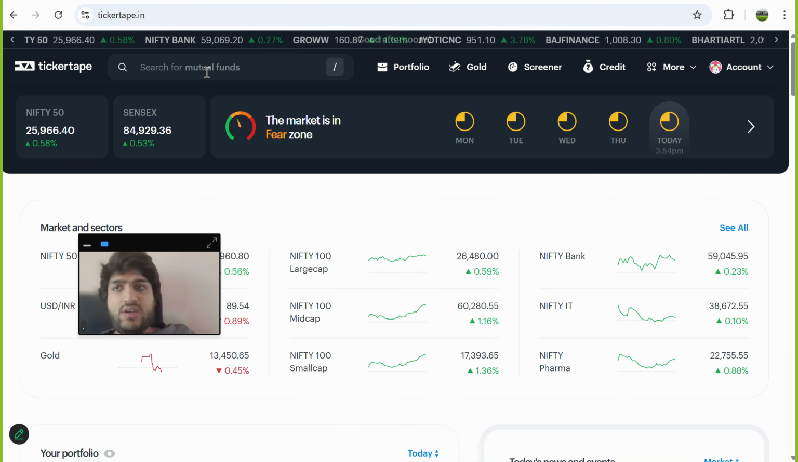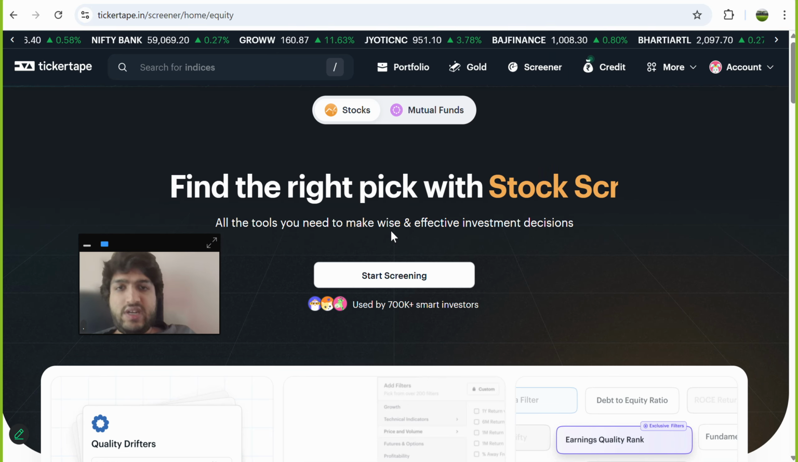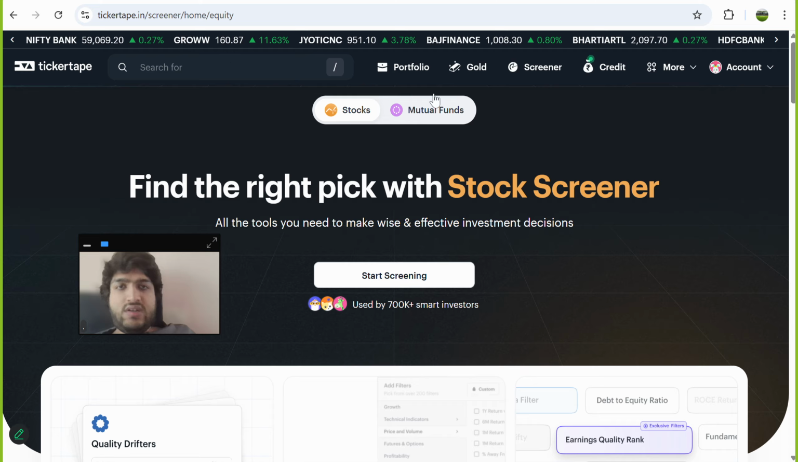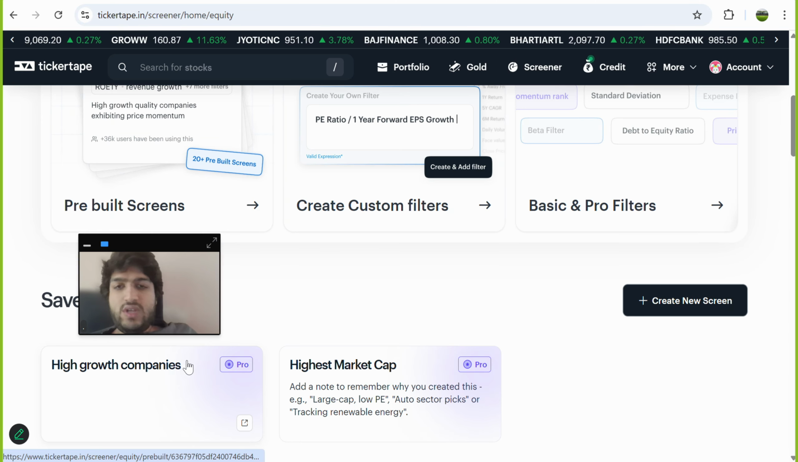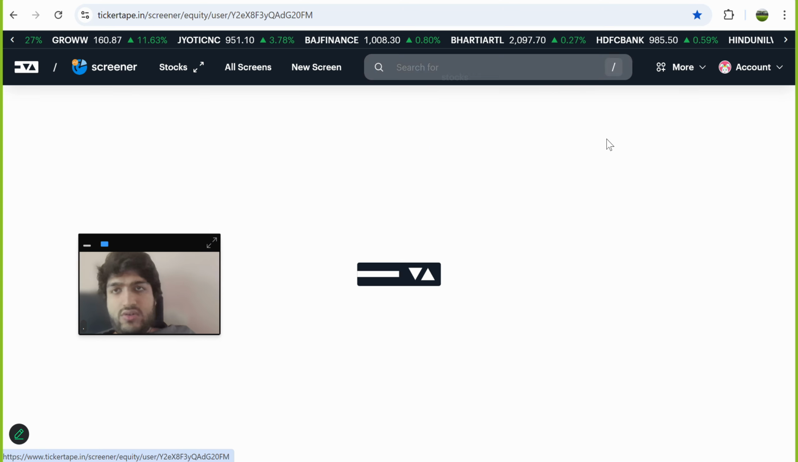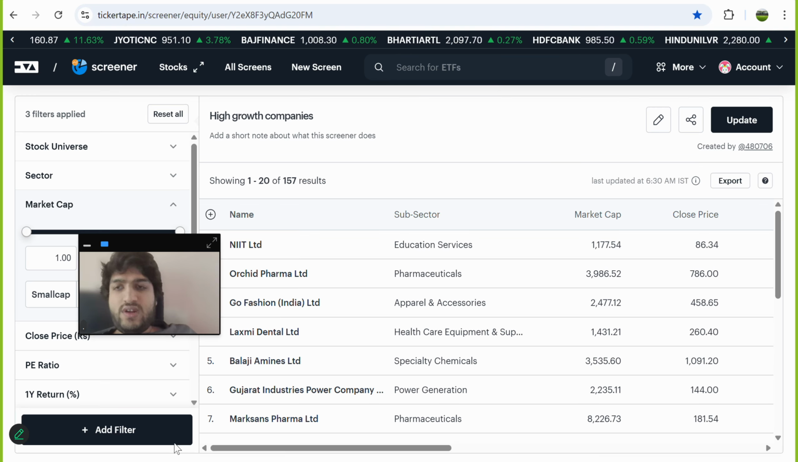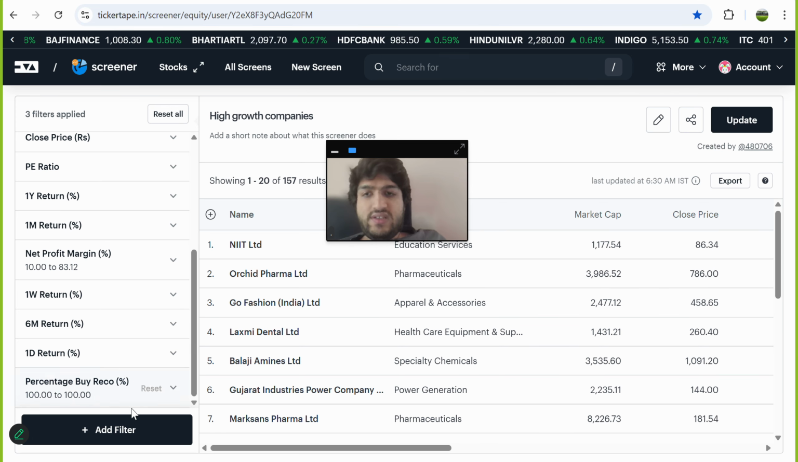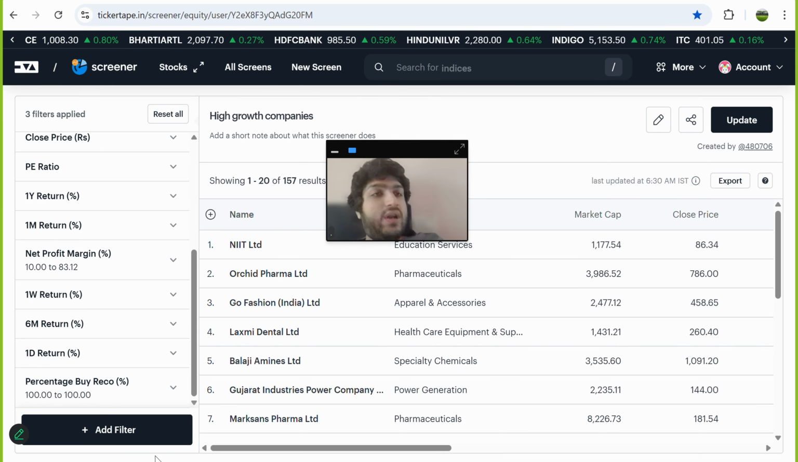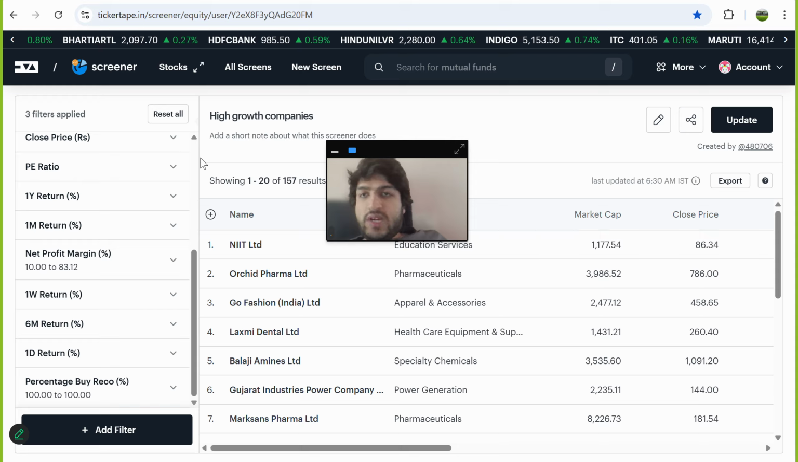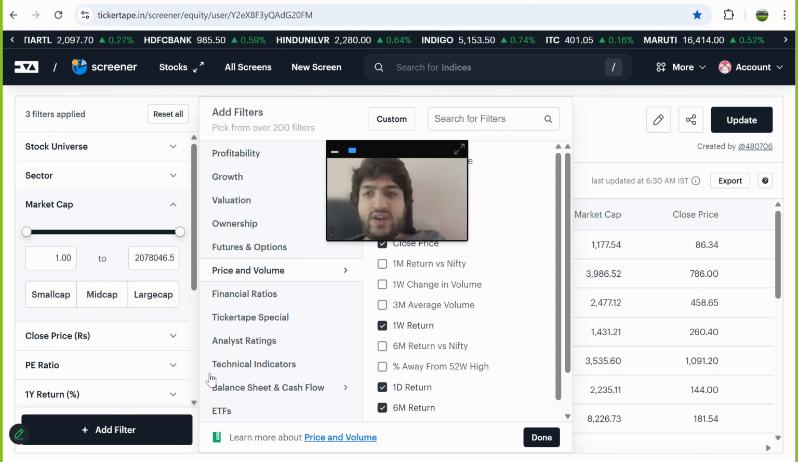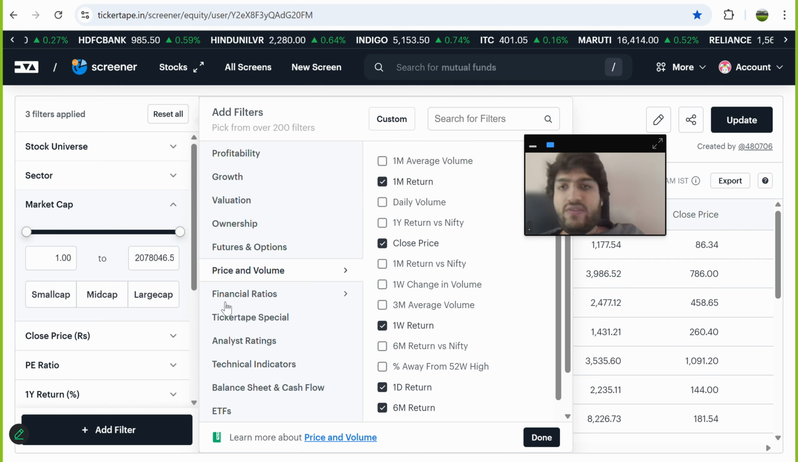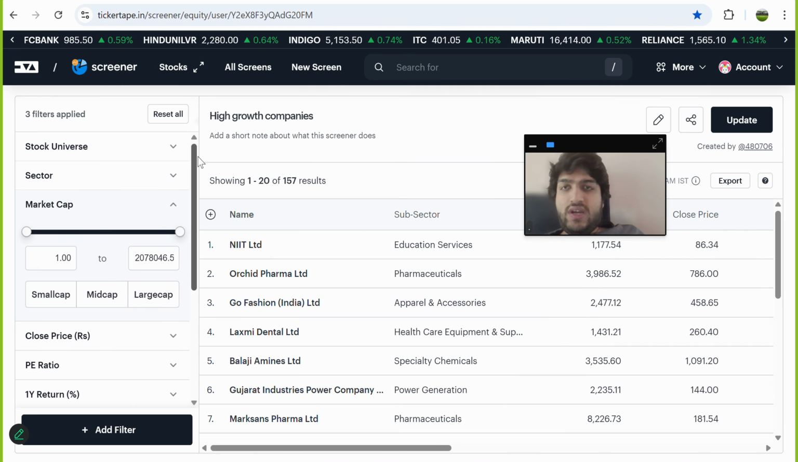So let's go back here and again go to the screener tab, screener stocks, and let's go back to the highest growth companies. Now for basic things, or three filters, I've selected 3-4 filters only. One is highest growth companies. I have named the screen.